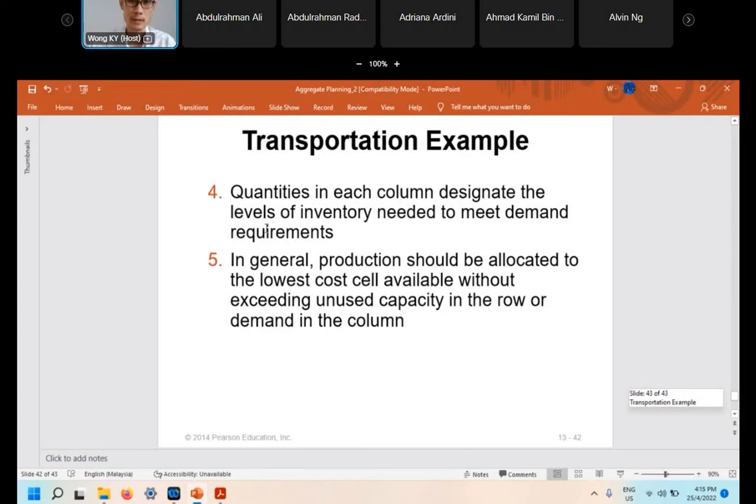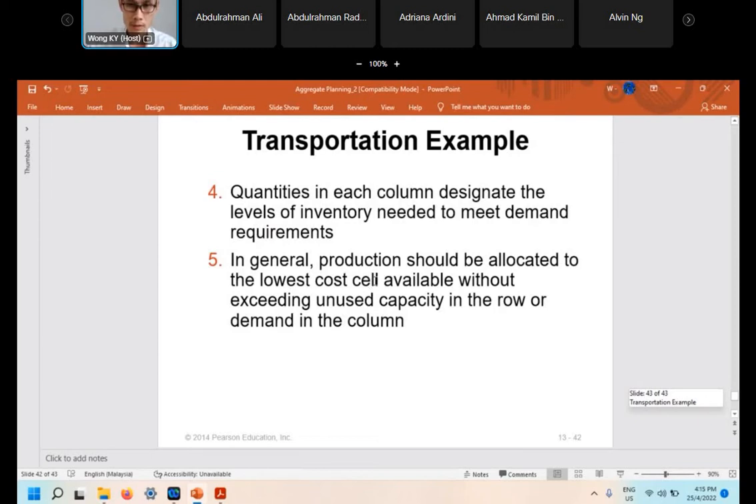And number five is the most important. This is how the transportation method works. We must find the lowest cost cell. The lowest cost cell is the cell with the minimum cost. We try to allocate as much as possible. We try to allocate as much production quantity as possible, or as much inventory quantity as possible, to the lowest cost cell.